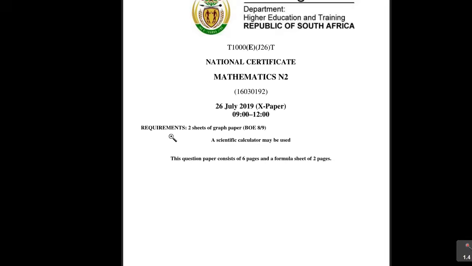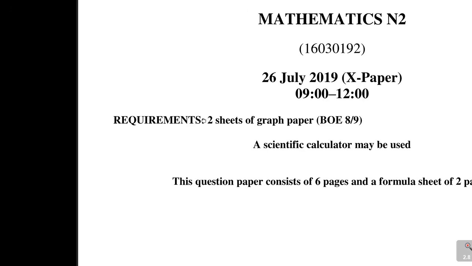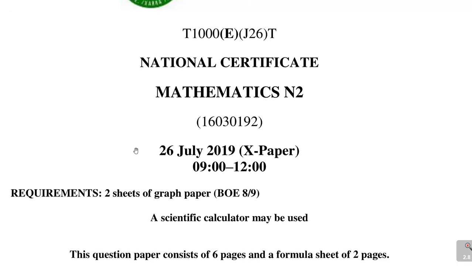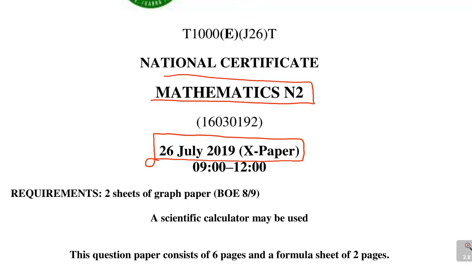And as you can see, I brought in a past paper. This is a previous paper that was written, if you can see, in 2019. So this is June, on the 26th of July 2019. It's an old paper. So as I say, mathematics N2, and guys, my focus here is on the first question.